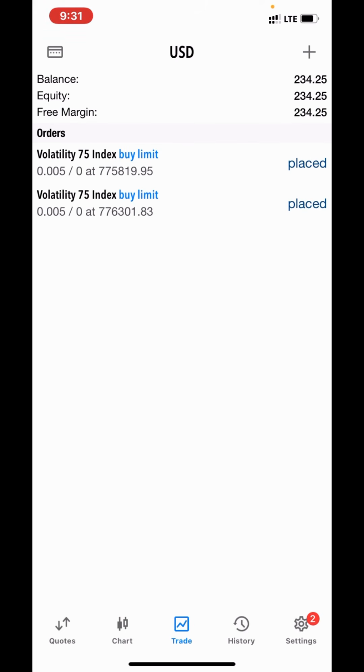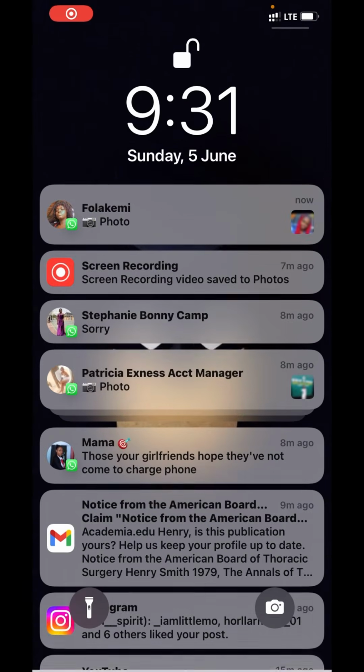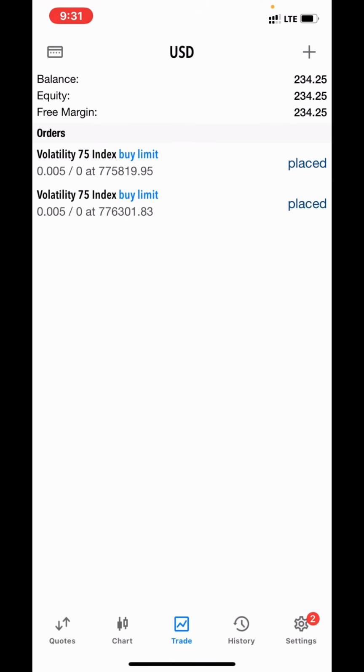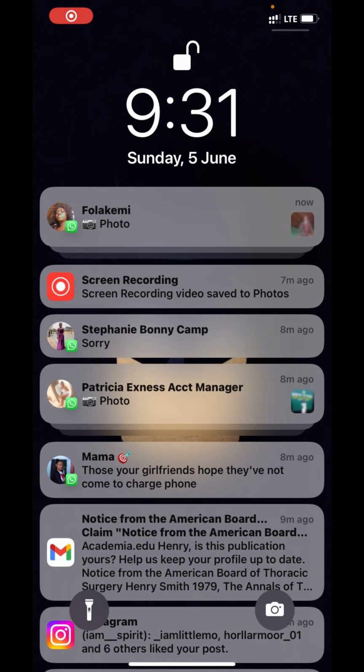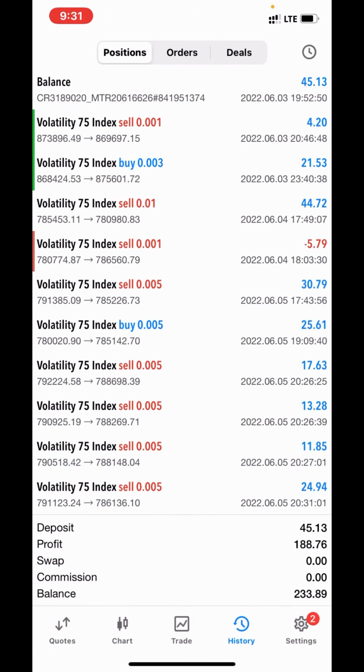Is that not sweet? Within how many days? I started this account yesterday. Today is Sunday. What's today's date? 5th of June 2022, and I started 4th of June. Now, we can check from the history. Let's see when I made this deposit. I made this deposit on the 3rd, and today is the 5th. Okay, I made the deposit on Friday, and I traded from that Friday, Saturday, and Sunday now. So it has been going perfectly well. Just 3 days, and this is what I've made.